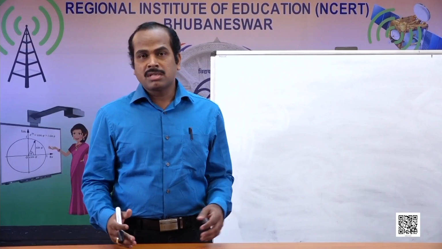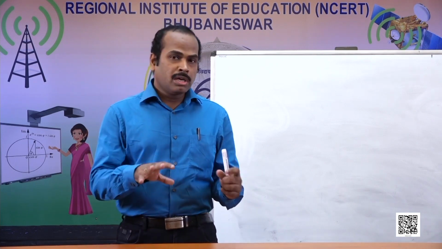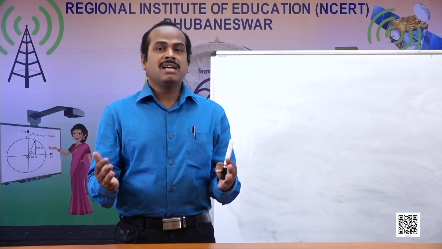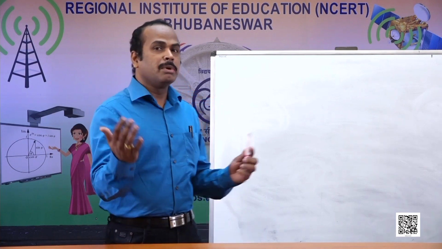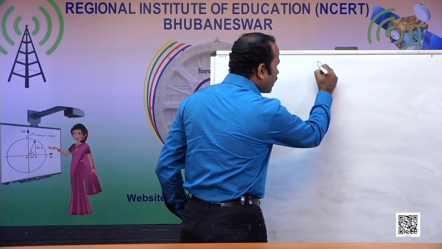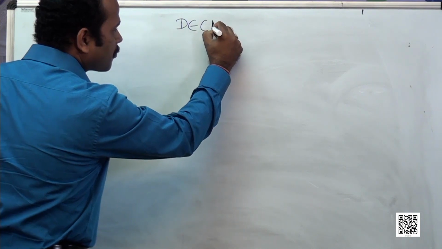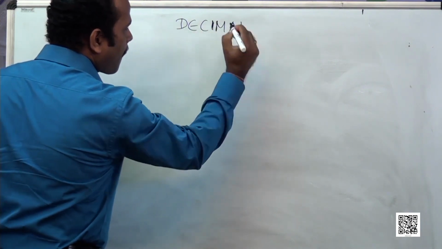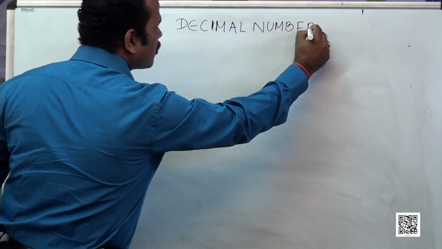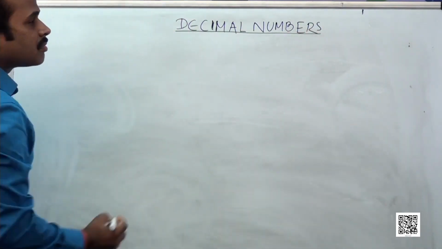How can irrational numbers be presented and written? As we know, all real numbers can be represented as decimal numbers. So let us start with the classification of decimal numbers. These decimal numbers are actually real numbers, and I can split them into two parts.